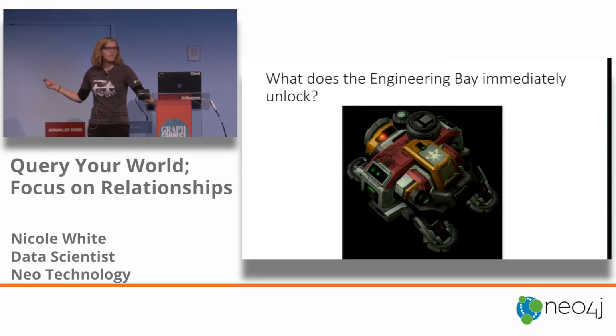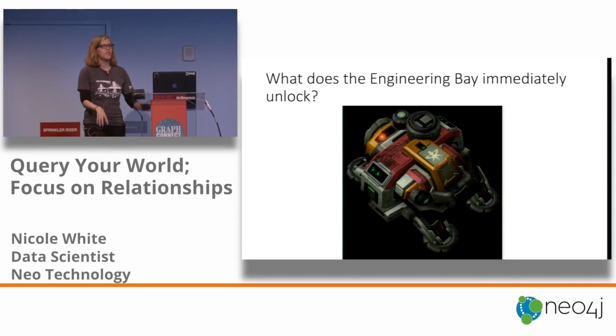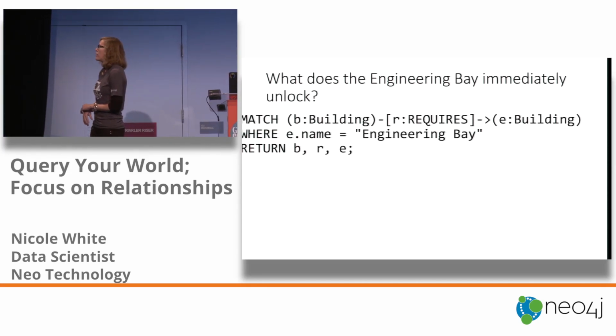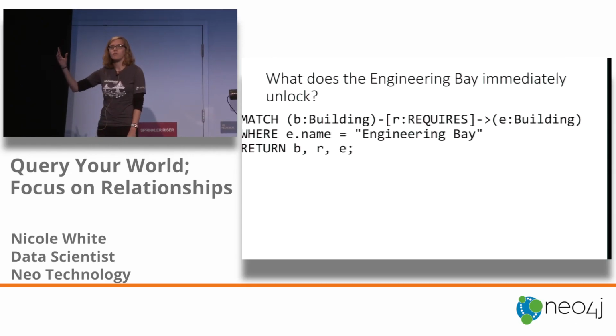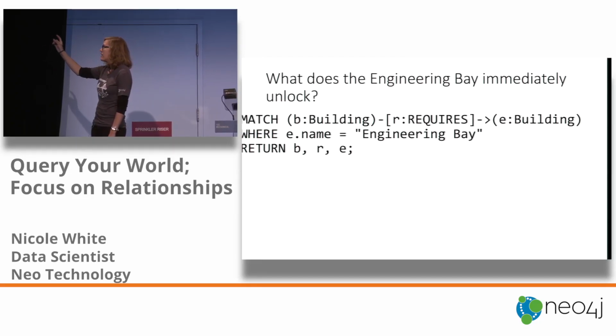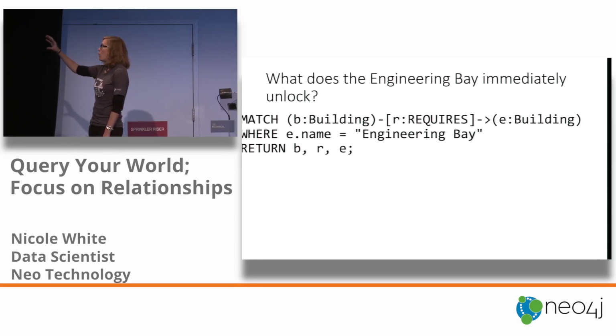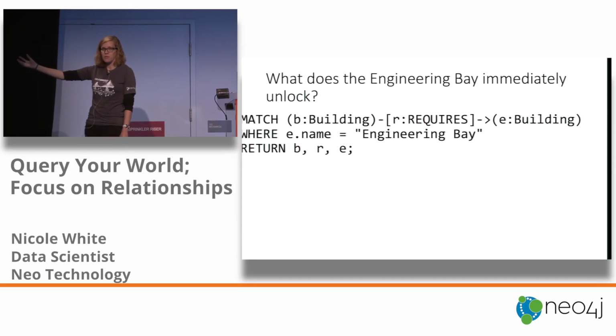So what does the engineering bay immediately unlock? And by that I mean, once you build the engineering bay, what can you now build as a result of doing that? So all we need to do there is traverse that requires relationship up one more level from the engineering bay. So here we're matching on a building and traversing its outgoing requires relationship, where the name of that top building is the engineering bay. So these are the buildings that, once the engineering bay is built, you can now build. And so that's done by just traversing one level, one step of that requires relationship.